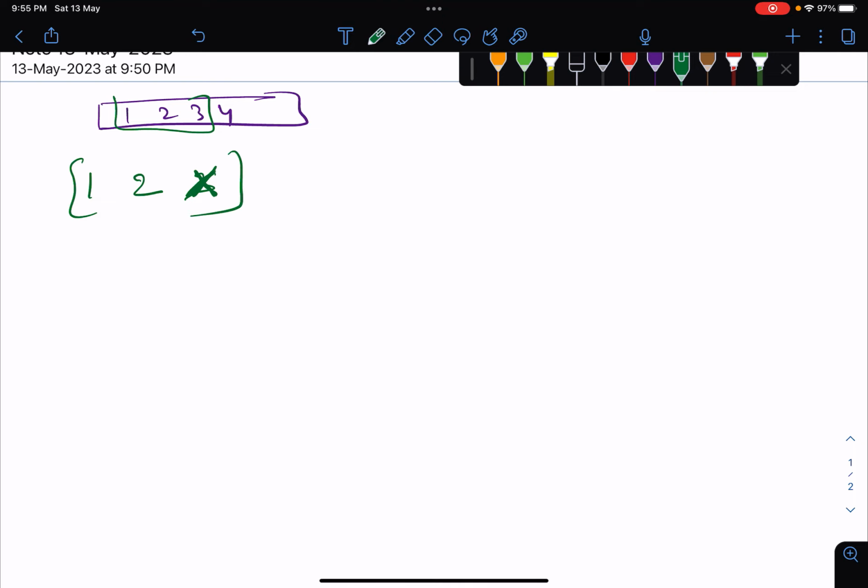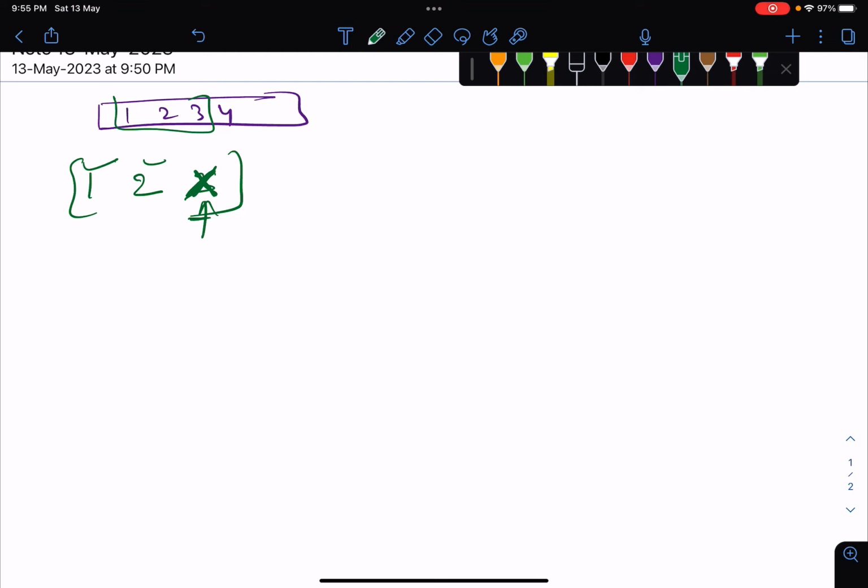Now since this is sorted, for whatever subsequence I generate which has x, this is my last element, so I have to include it, and I can either include these 2 elements or not.